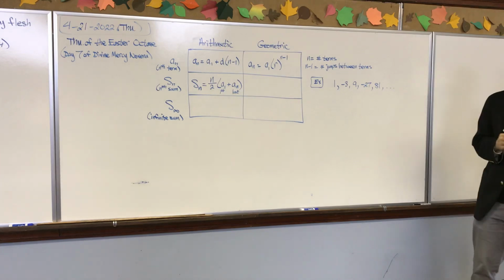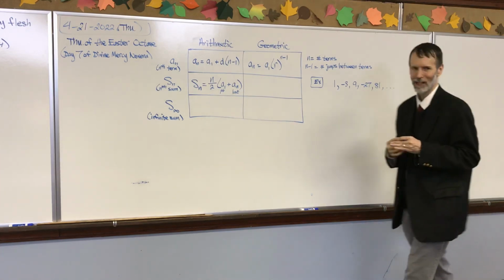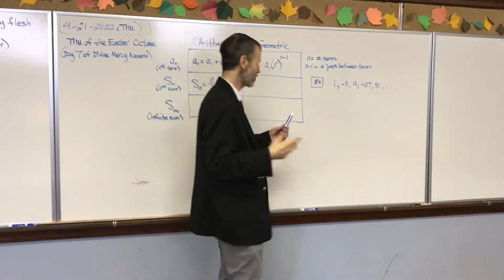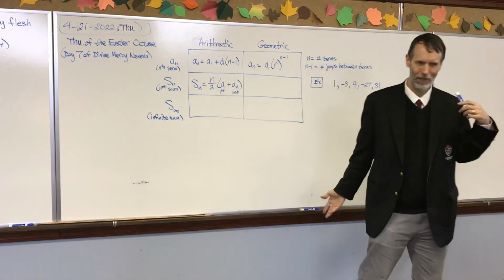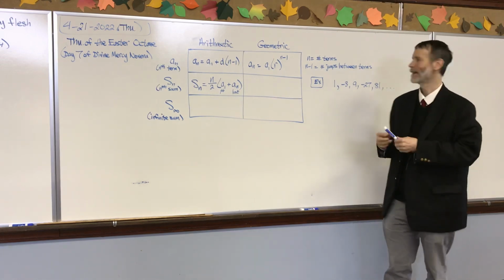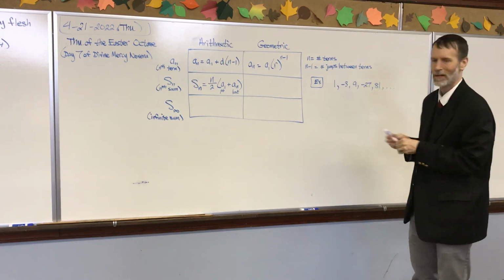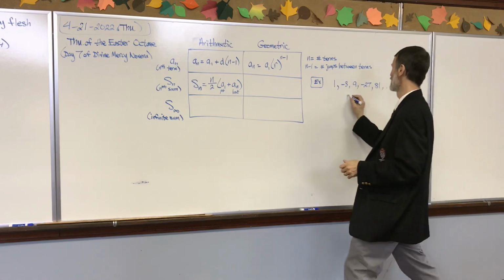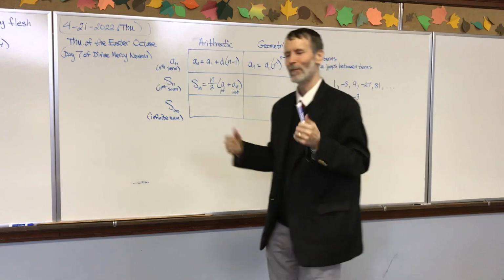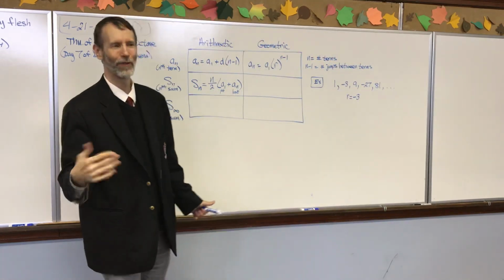1, -3, 9, -27, 81, ... My first question is: is this arithmetic or geometric? Geometric. Why do you say that? Because r is -3. Correct. The way to prove it's geometric is to give me the value of r. They're multiplying by -3 over and over and over.